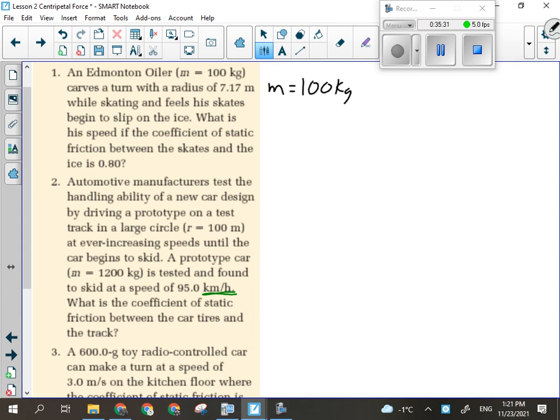So we have mass equals 100 kilograms. We know that the radius of the turn is 7.17 meters. And we're looking for the speed if the coefficient of friction is 0.80.